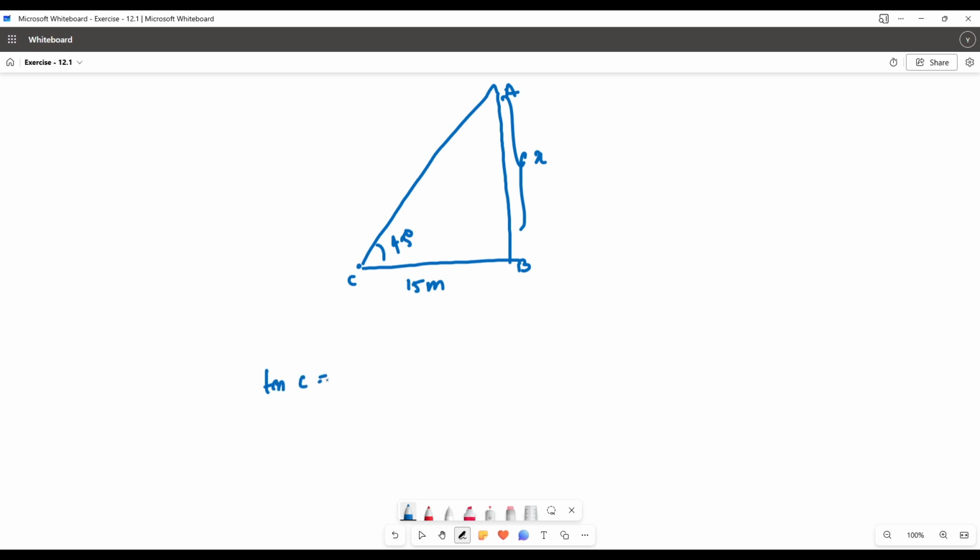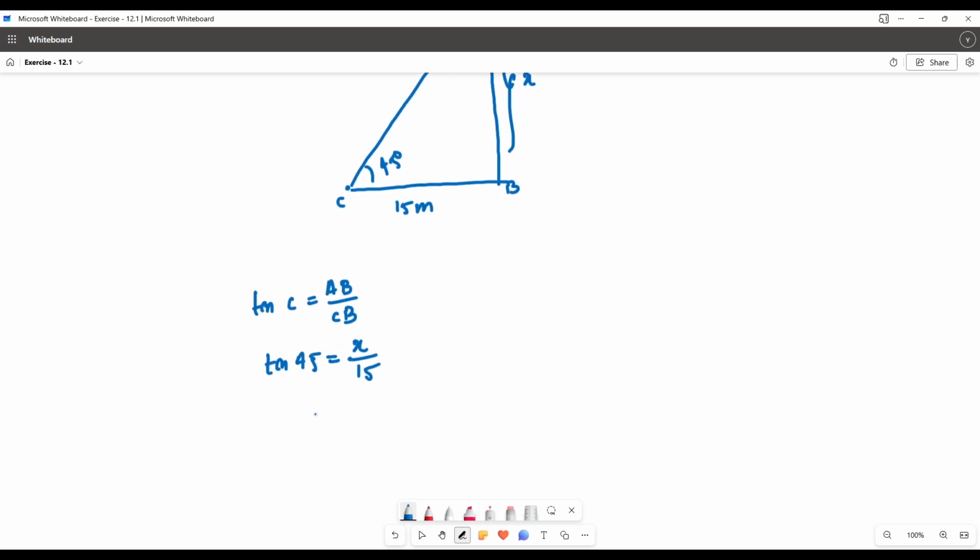So tan C is equal to AB by CB, and angle C is equal to 45. So tan 45 is equal to x by CB, which is 15. Now tan 45 equals 1, so 1 is equal to x by 15. And if I bring this 15 to the left hand side, we get x equal to 15.